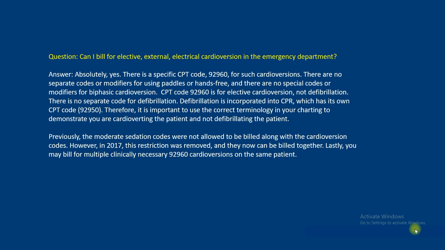Also try to remember, defibrillation is different and cardioversion is different. We can't use 92960 for defibrillation. For defibrillation, we have a separate set of codes. We need to use 92960 only for electrical cardioversion. Most of the time, we don't have any code for defibrillation, because defibrillation is included in CPR, cardiopulmonary resuscitation, for which we use 92950.